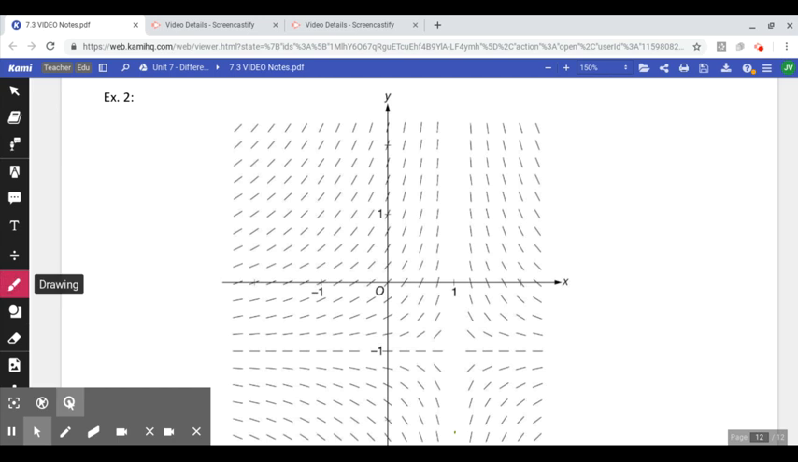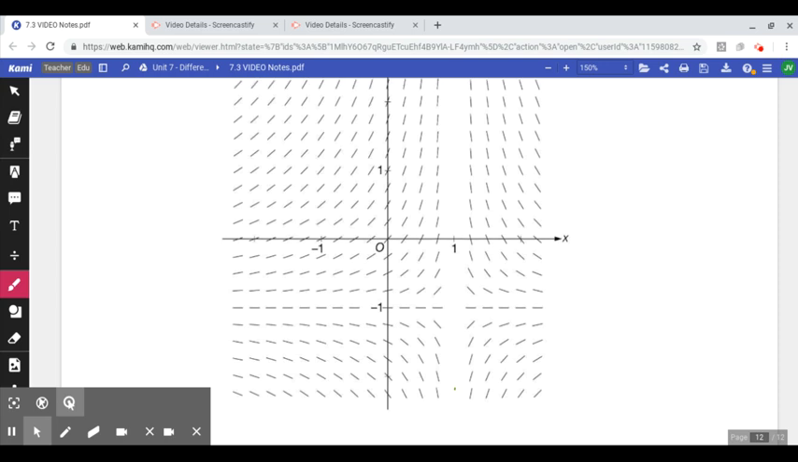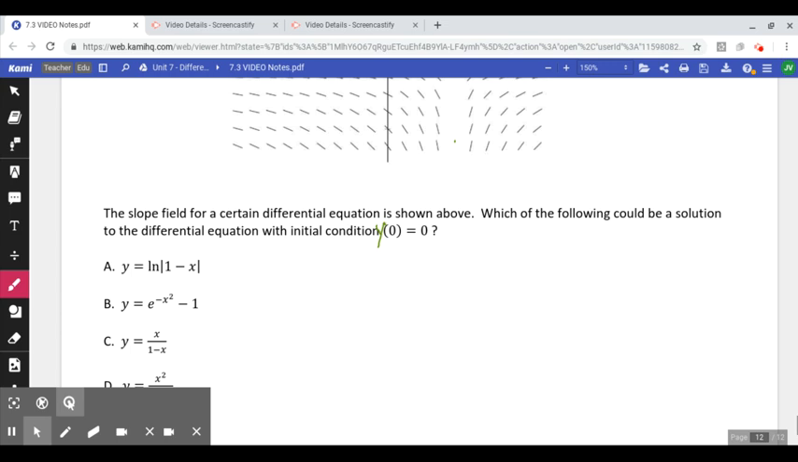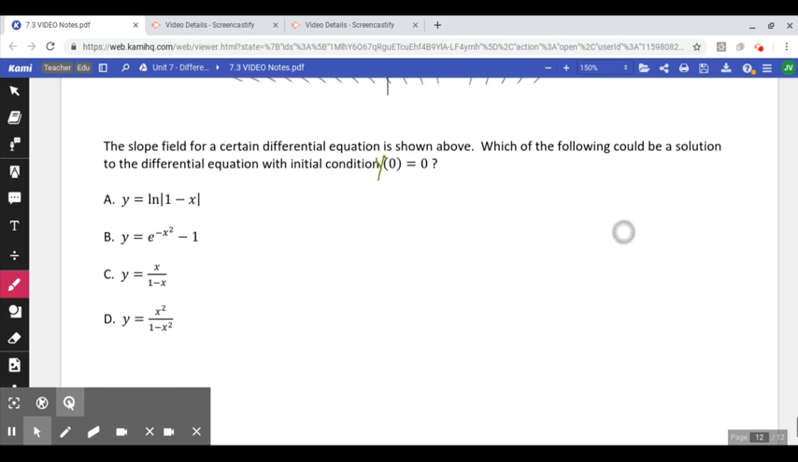In example 2, we are given a slope field with a lot of little slopes. And let's go ahead and take a look at what the question is asking us to do here, maybe some of the answer choices. So we've got a slope field for a certain differential equation above. Which of the following could be a solution to the differential equation with the initial condition y of 0 equals 0?